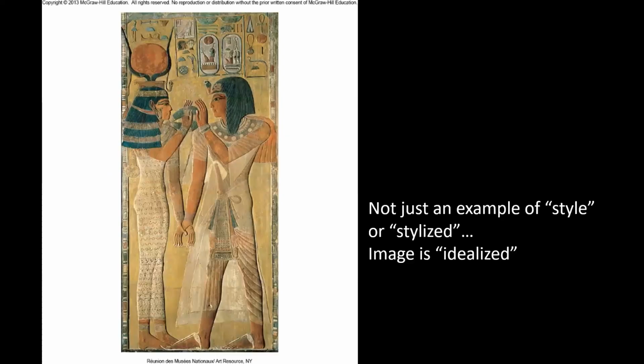So this Egyptian art is not just an example of a style or stylization. The image is also idealized, and our book goes into some quite good detail about what idealism in art would mean, how these forms are not just stylized to follow a certain convention, but this convention was supposed to convey an ideal sort of human form.